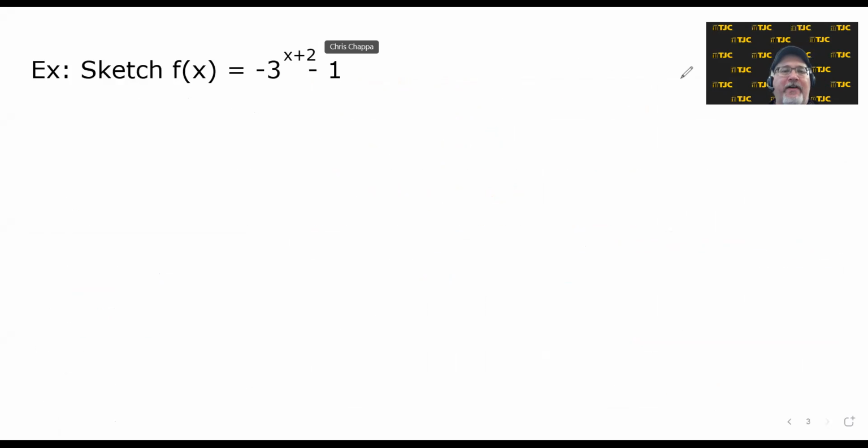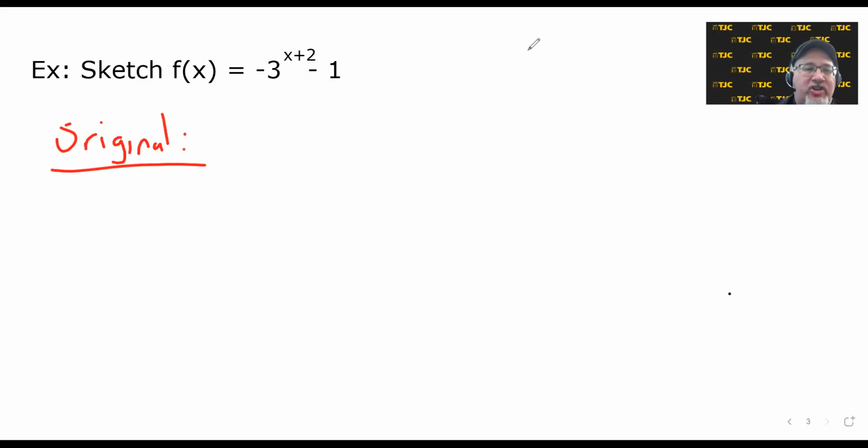We're going to sketch the graph f of x equals -3, all raised to the x plus 2 power, and then -1 at the end. Now, this is obviously going from one movement to a lot of things, but I think this is something we can handle if I can make my name disappear. All right, so we're going to focus on what the original function would have been, and then the changes invoked by all of the additions. The original function would have been f of x equals 3 to the x.